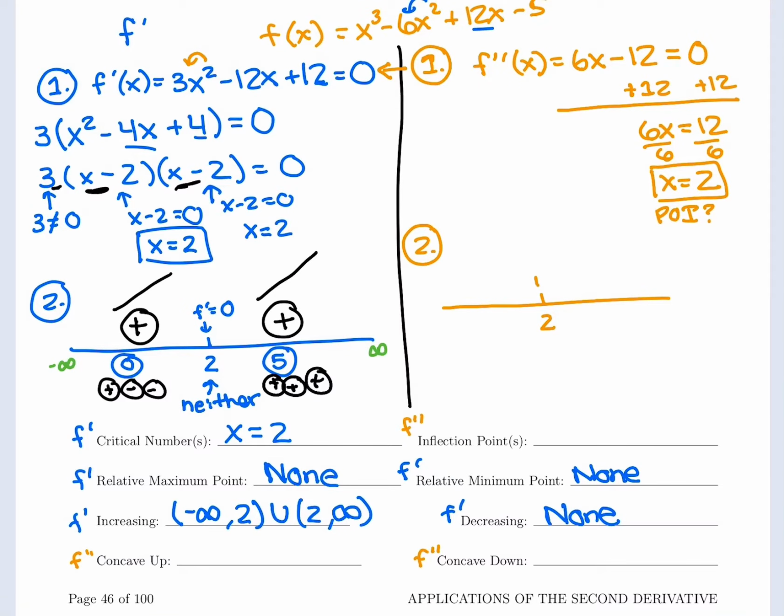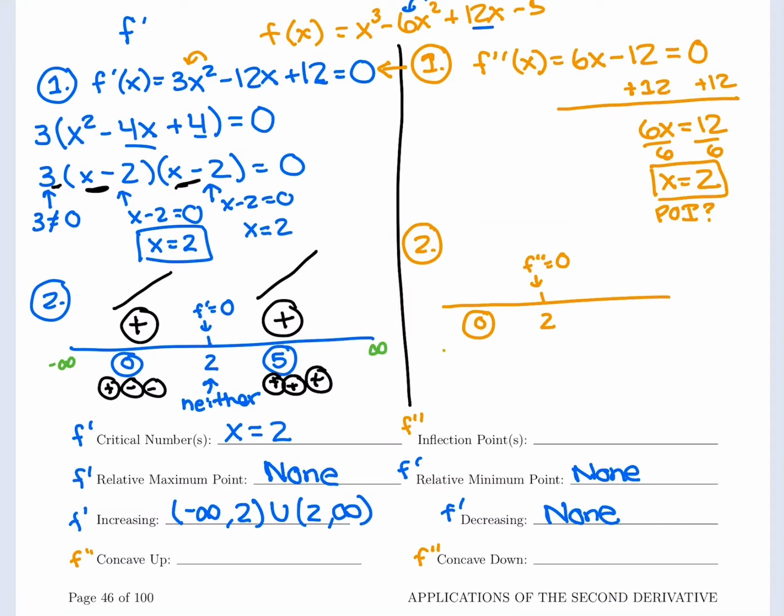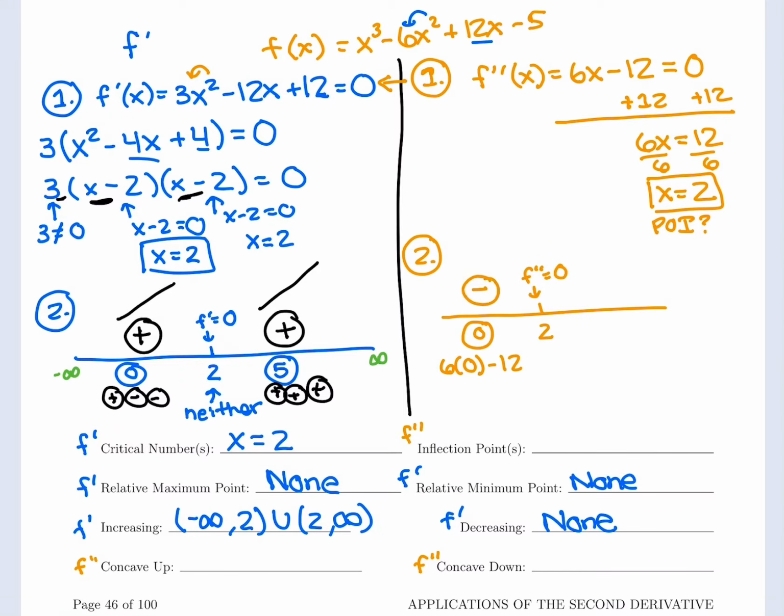I can pick any number before 2. I'm going to label it because it's special. It makes f double prime 0. Before 2, I like to choose 0 when I can, so I'm going to plug in 0. And I'm plugging into this derivative, which is 6 times 0 minus 12. It's not a factored form like the other one, so I actually have to think about whether the number I get is positive or negative. But it's not too bad to plug into. 6 times 0 is 0. 0 minus 12 is definitely negative.